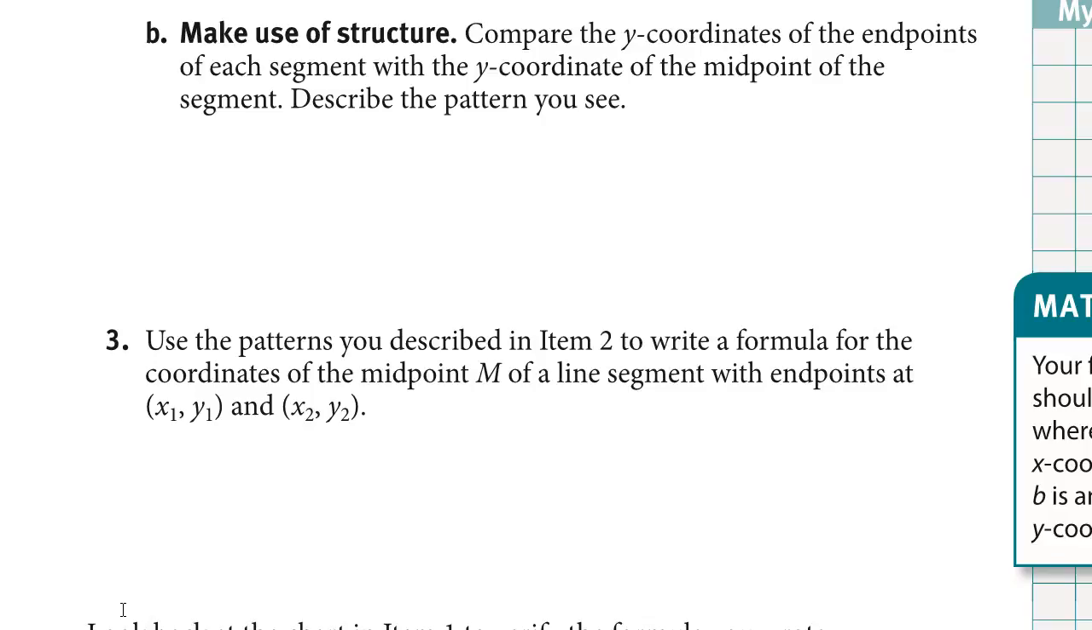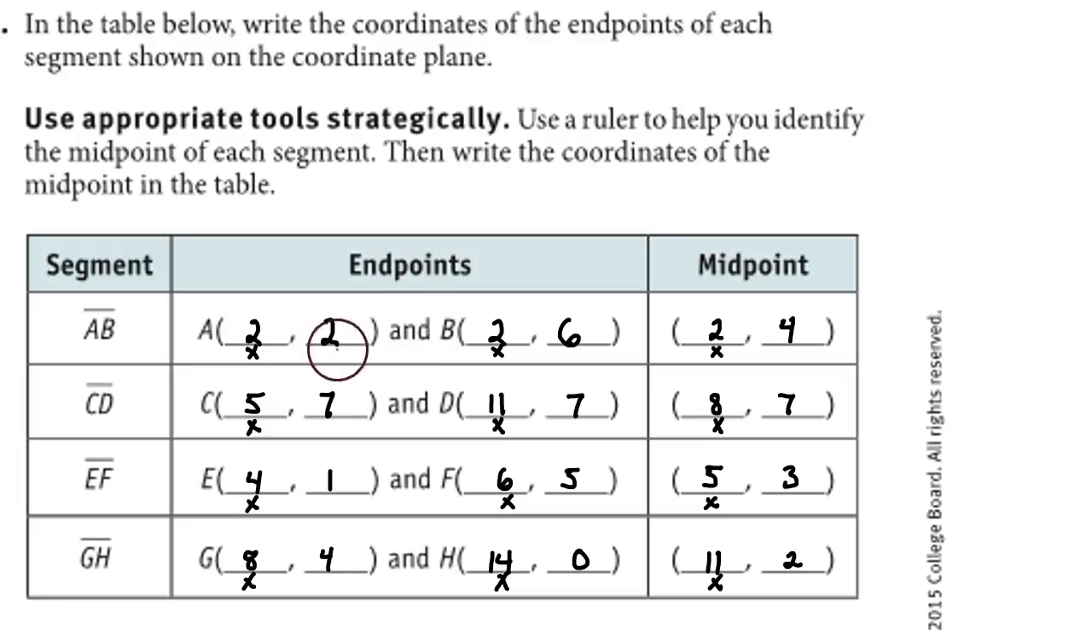Question B, now let's compare the y coordinates of the endpoints to the y coordinate of the midpoint and describe the pattern. Looking back at our examples, this y coordinate is 2, this y coordinate is 6, and the midpoint y coordinate is 4, and 4 is the average of 2 and 6. Next one, this is 7, and the average of two 7s is still 7, and that's the y coordinate of the midpoint. Looking at the third one, this y value is 1, this y value is 5.